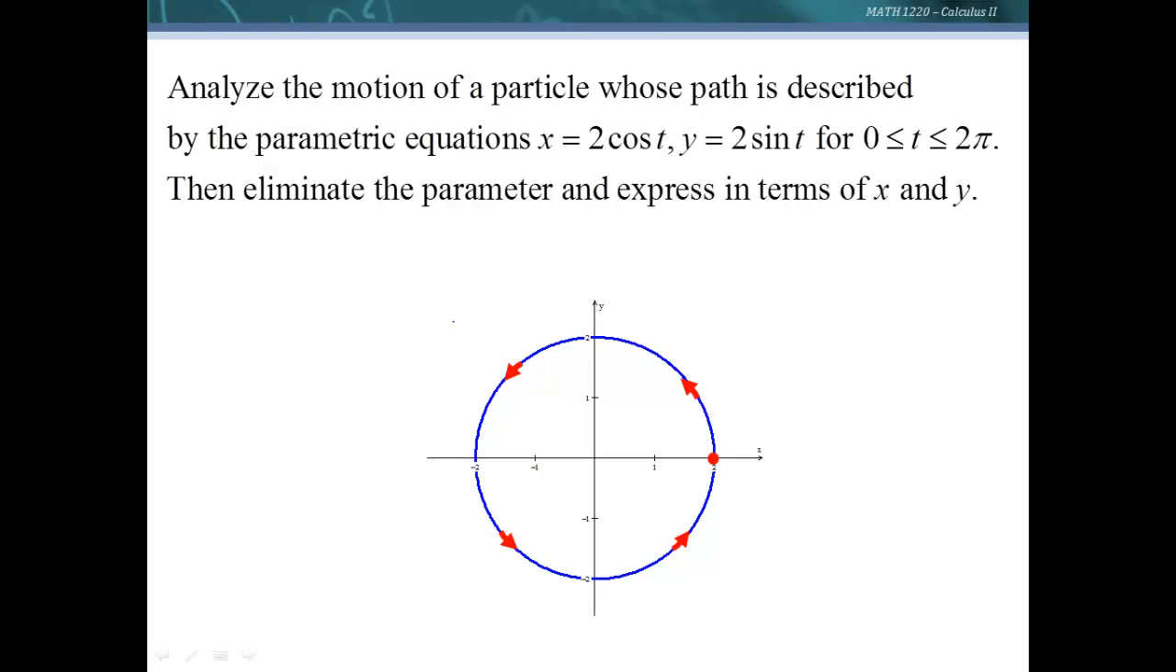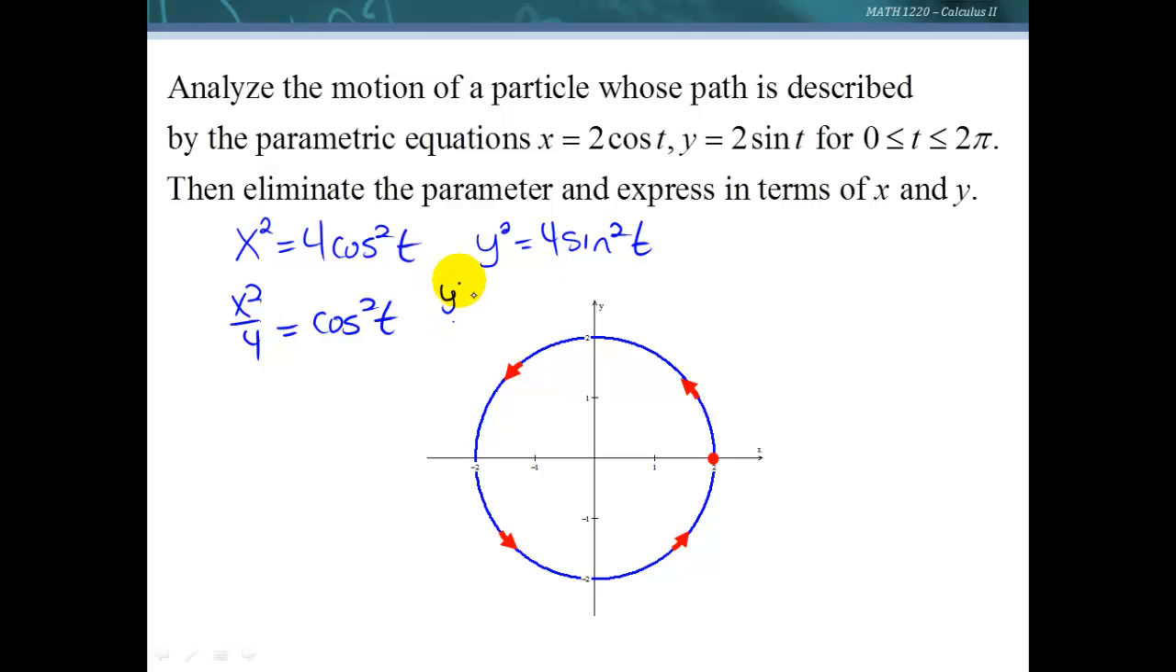at x equals 2, y equals 0. Now, if we want to eliminate the parameter here, this one's going to be a little bit tricky, so let's see how we do that. First, I'm going to square both sides. x squared equals 4 cosine squared t, and I'm going to do the same thing with y squared equals 4 sine squared t. And then I'm going to solve these for cosine squared and sine squared. So we have x squared over 4 equals cosine squared t, and y squared over 4 equals sine squared t.